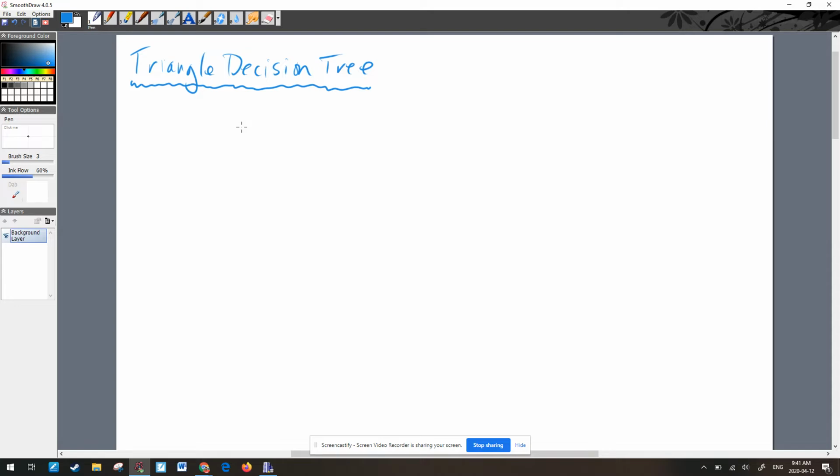So this is going to be a triangle decision tree that lets us decide what pathway to follow when. So it's going to be posed as a tree. It's going to be a series of questions that we decide, and depending on what the answer is, we're going to follow that particular branch.